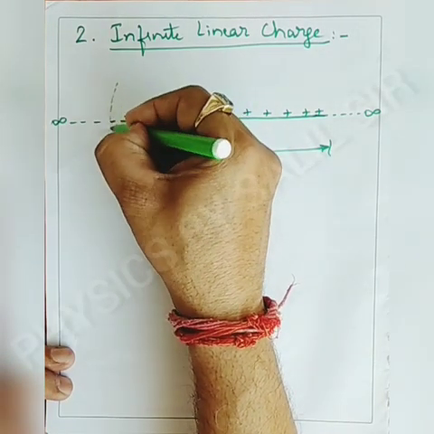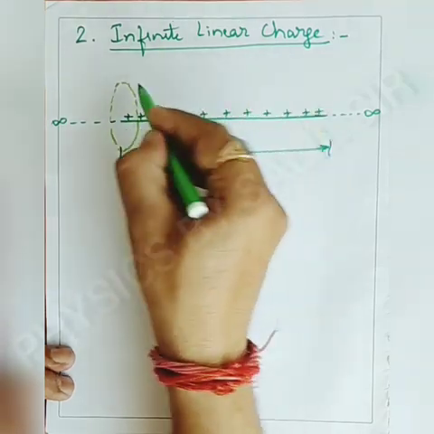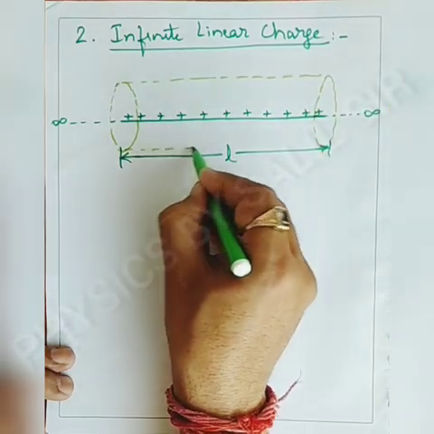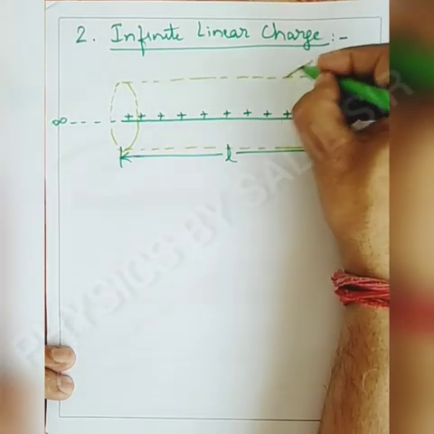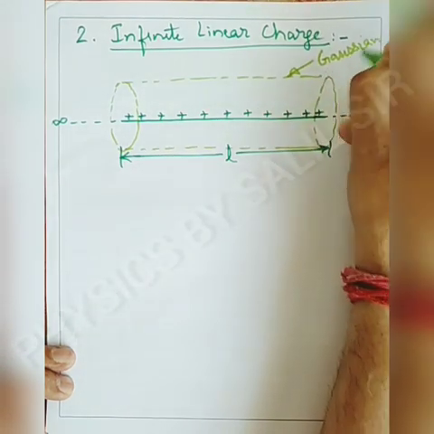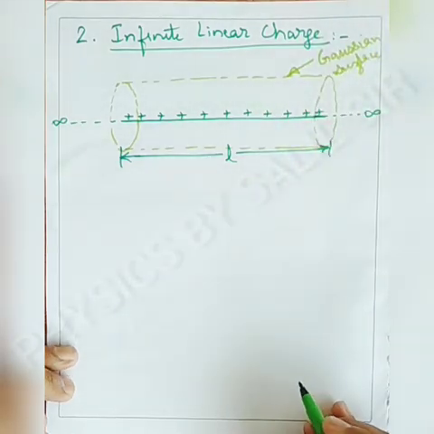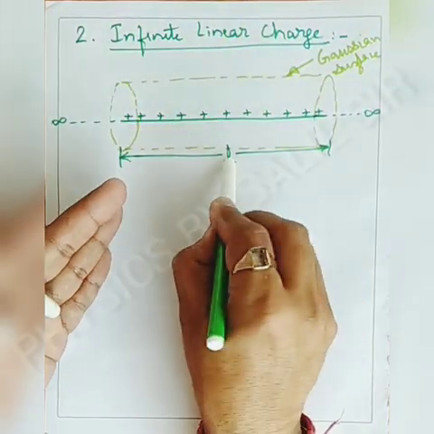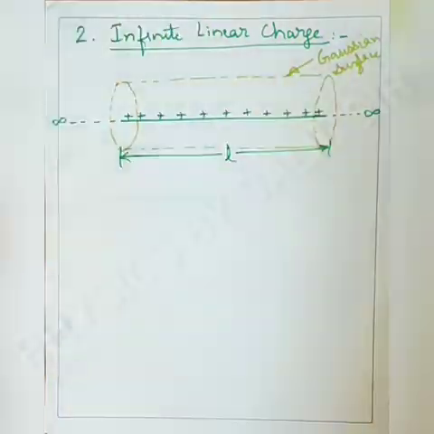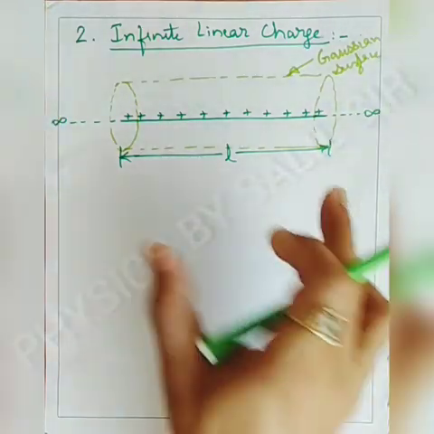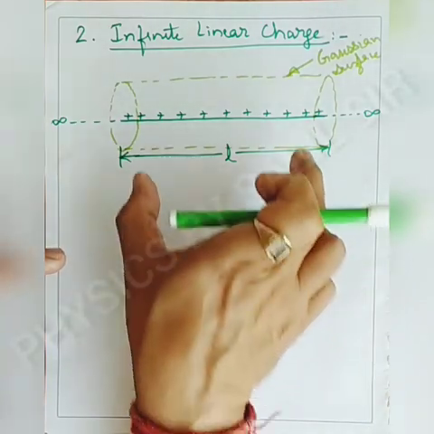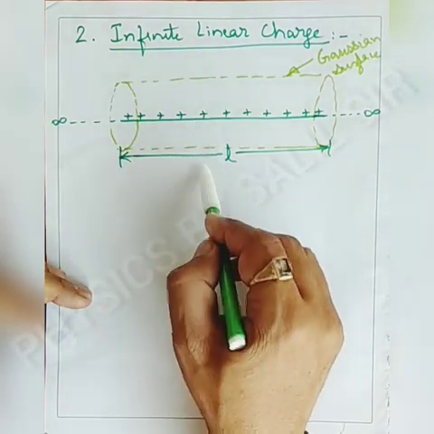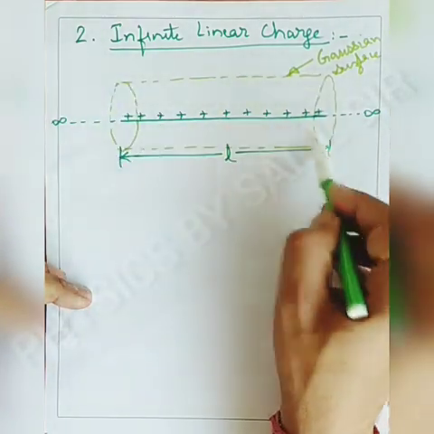the Gaussian surface will be like this. This will be the Gaussian surface in the form of a cylinder. This is the Gaussian surface for linear charge, and the length of this line is small l. We are not assuming it up to infinity. Just to explain the concept, we have to assume the length should be small l, and the charge is given to this length only. And considering these two things, the Gaussian surface is developed in the form of a cylinder.